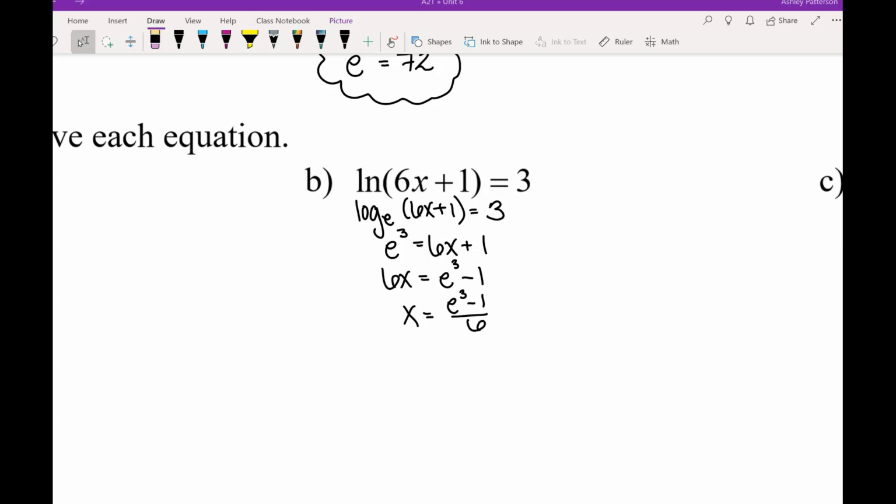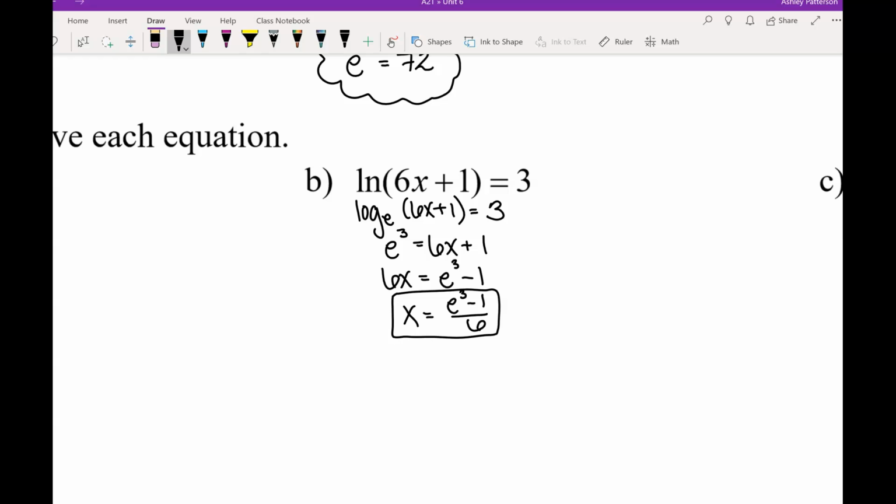e is positive, right? It's 2.7. If we cube that, we get a number that's bigger than 1. So when we take 1 away from that, we will get a positive number. Remember, we have to check that this quantity does not become negative. Here it does not, so we are absolutely okay.